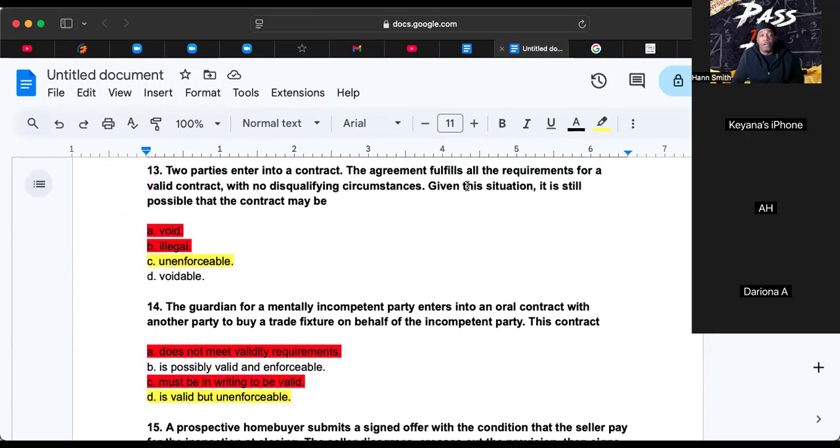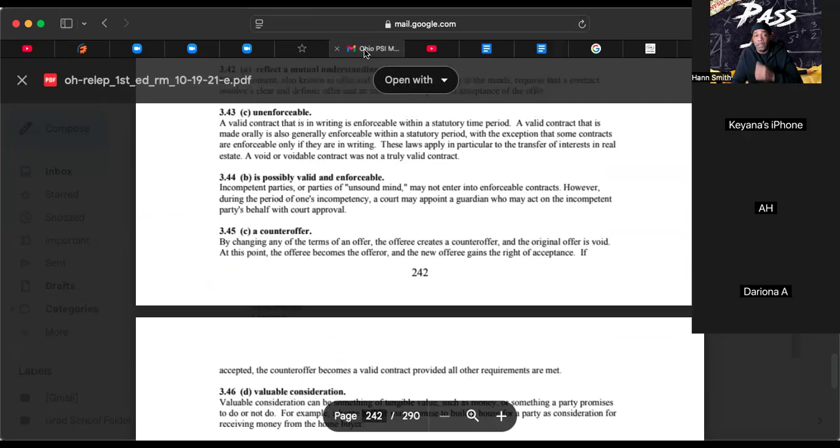It says two parties enter into a contract. The agreement fulfills all the requirements for a valid contract with no disqualifying circumstances. Given the situation, it is still possible that the contract may be unenforceable. That's what we said. We had a long discussion about this one too.